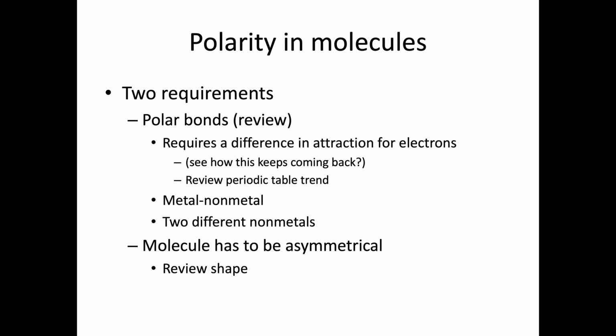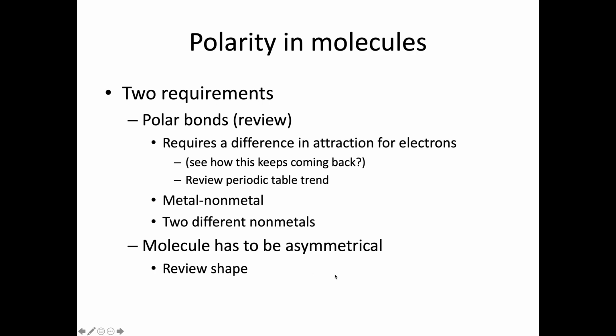All right, so for molecules to be polar, we've talked about polarity and bonds. There's two requirements for a molecule to be polar. It has to have polar bonds, and it has to be asymmetrical. So remember, for a bond to be polar, there has to be a difference in attraction for electrons. And so if you look at the periodic table, remember how attraction for electrons varies. As we move to the right, it becomes stronger. As we move up the periodic table, it becomes stronger. So the upper right-hand corner of the periodic table has stronger attraction for electrons.